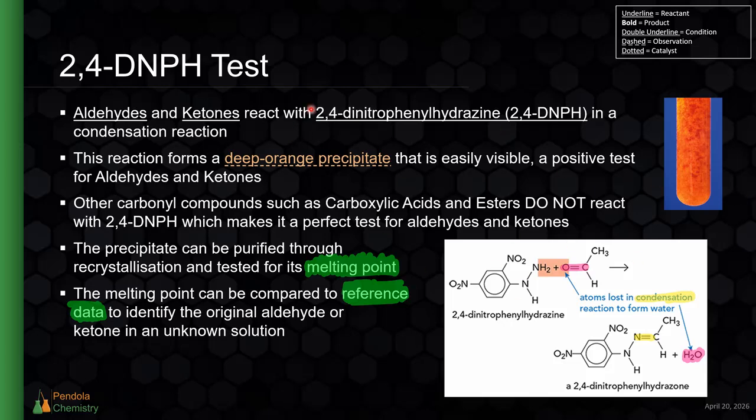The problem with this test is that it does not differentiate between the two. When we test an unknown and we get the orange precipitate, we know we have an aldehyde or a ketone, but we don't know which one it is. It could be either or. It could be both an aldehyde and a ketone. So how do we then further eliminate the functional groups to say, okay, this is an aldehyde, or no, this is a ketone? There are two tests we can run after the 2,4-DNPH test to identify further whether the compound is an aldehyde or a ketone.